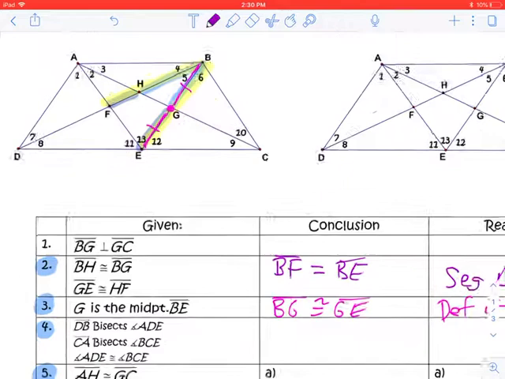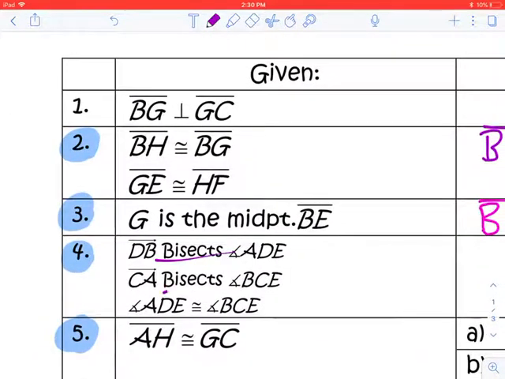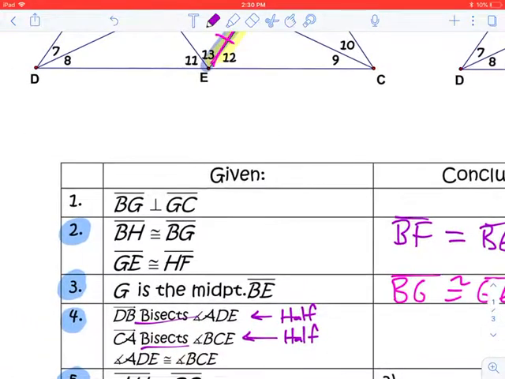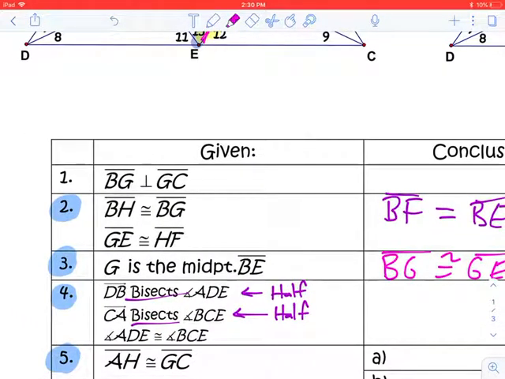So number 4, it's bisect and bisect. Two things are congruent. We've said in the past couple days that if you have two things being bisected, bisected means it's going to be cut in half. Something's going to be cut in half. So that's going to be the halves postulate. But again, you got to figure out what is that part. What is being cut in half?